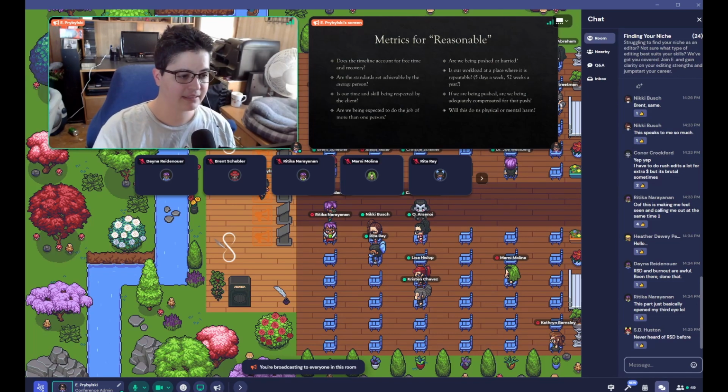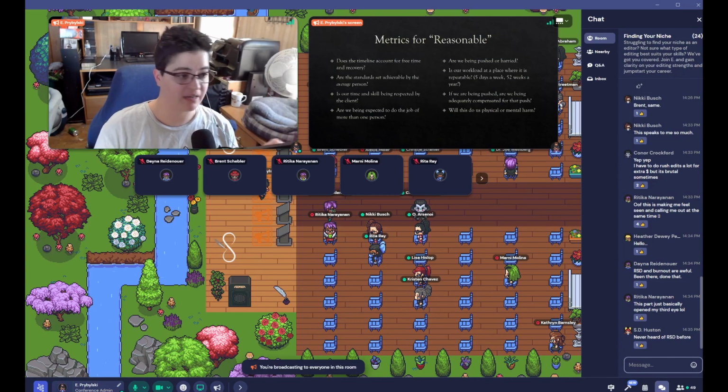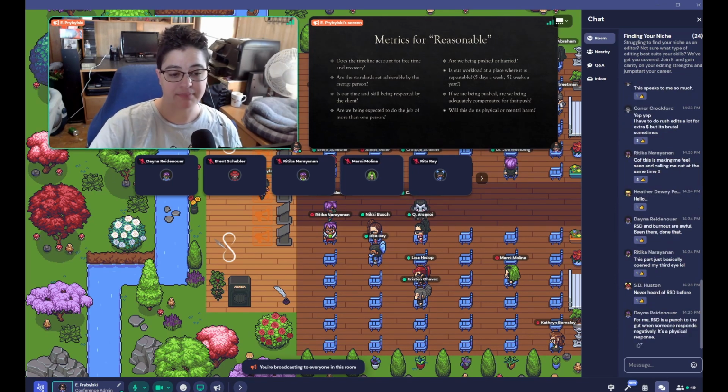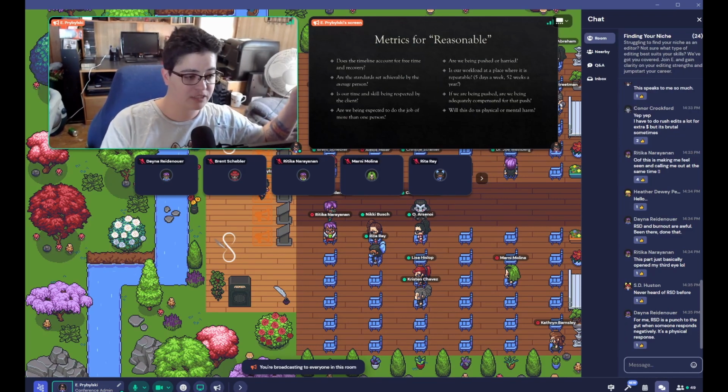But next is, are these standards achievable by the average person? We may not be average, which isn't to say we're better or worse, but we are not average people. Could the average human being make this happen? And if the answer is no, it's not reasonable to put that expectation on ourselves. Is our time and skill being respected by our client? If our time and skill and expertise and knowledge is not being respected by our client, then we are not doing something that is reasonable. It is not reasonable to expect that of us.